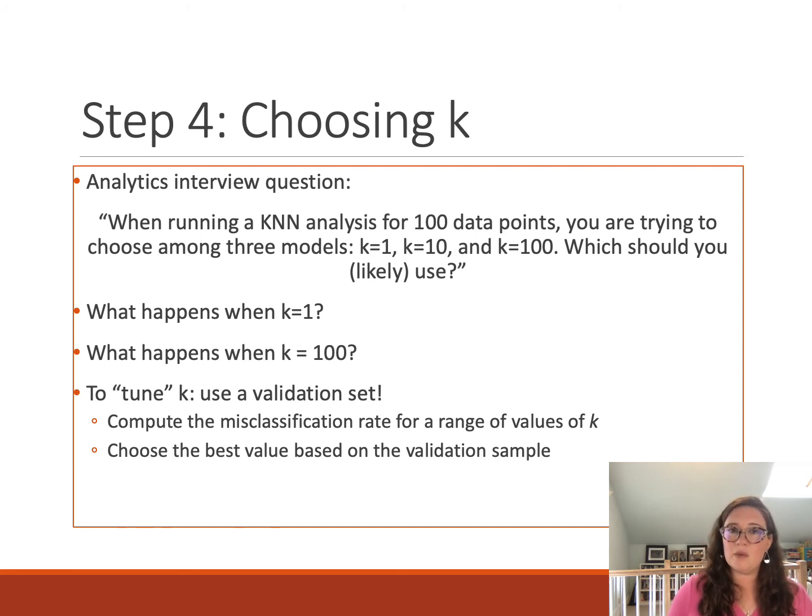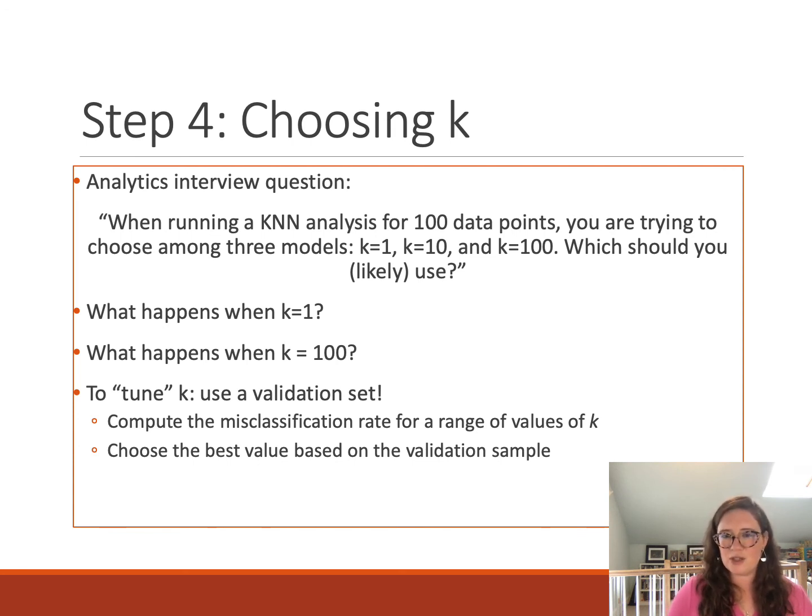When k equals 100, we end up with the average prediction for the entire training set, right? We use every neighbor in our predictions. So we're probably underfitting with k equals 100. So k equals 10 is probably the best k from these three.